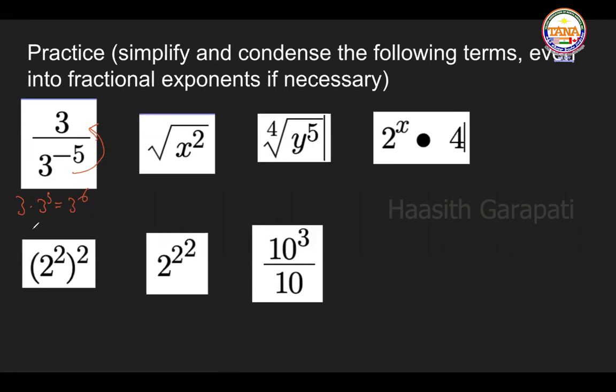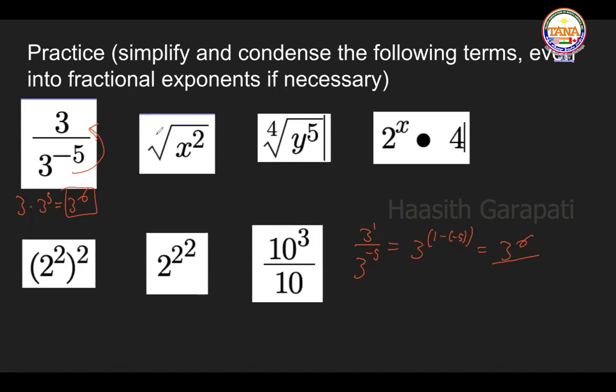Another way you could do it is you could keep that fraction and do 3 over 3 to the power of -5. And remember, if there's no exponent, it's just an exponent of 1, which is equal to 3 to the power of 1 minus -5. And the minus minus turns into a positive, so it's 3 to the power of 6, either way.